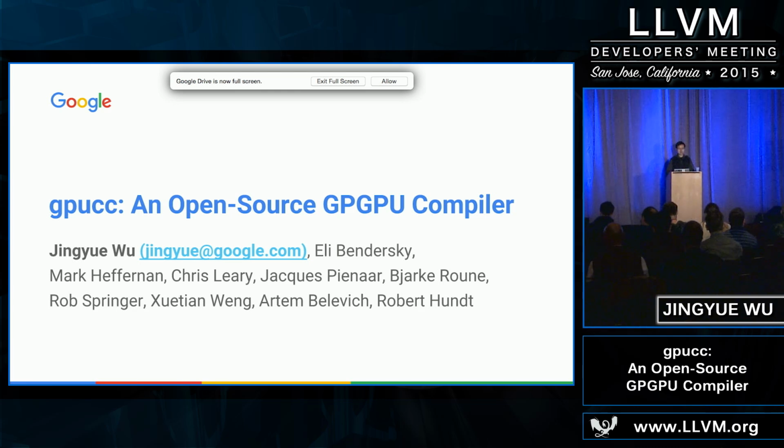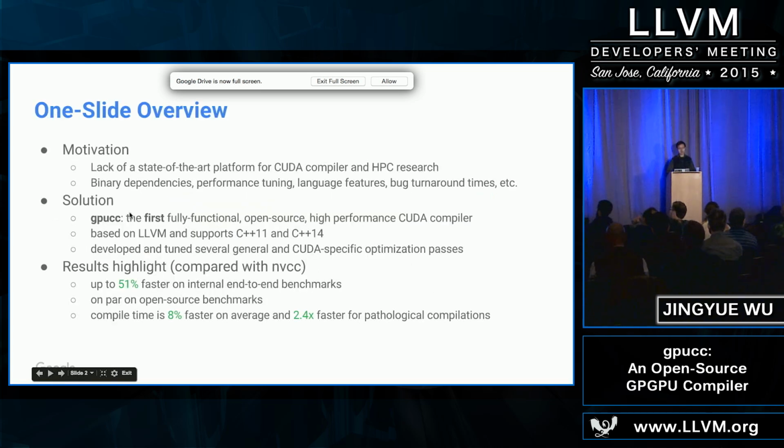Anyway, so I will present gpucc, which is an open source general purpose GPU compiler targeting CUDA. And it's a collaboration with a lot of my teammates at Google. And they're super awesome and at the same time just so nice. So I want to first give you a one-slide overview of the entire talk.